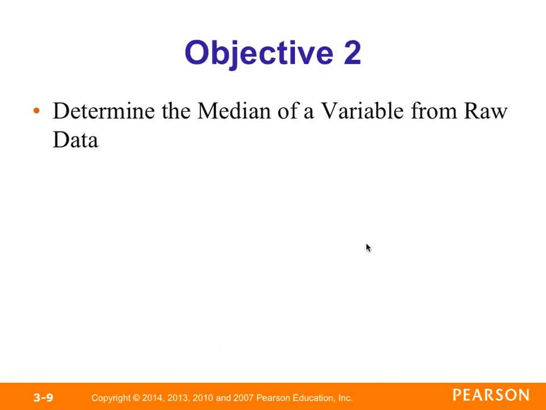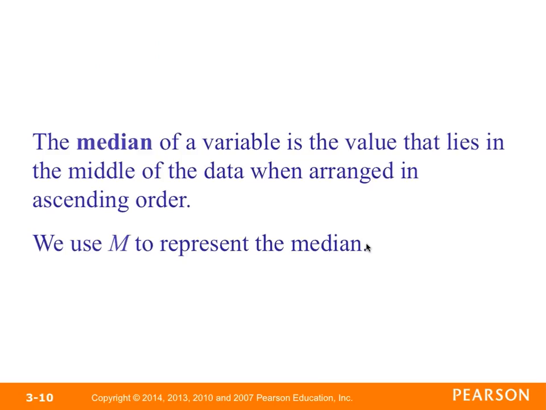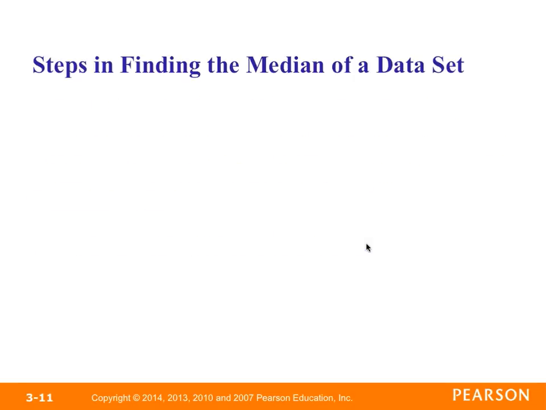Now let's determine the median of a variable from raw data. The median is the middle of the data when the data is arranged in ascending order. We use a capital M to represent the median. The important thing here is it's the middle of the data, but your data needs to be organized first. So you have to put it in order and then find the middle.